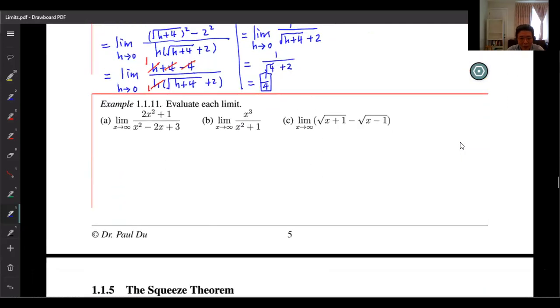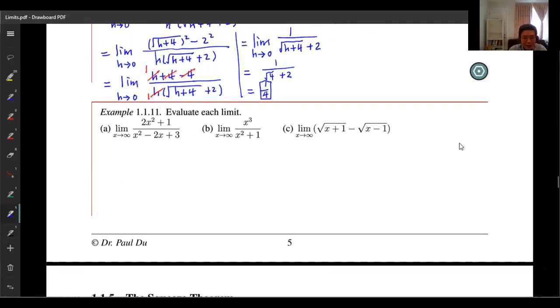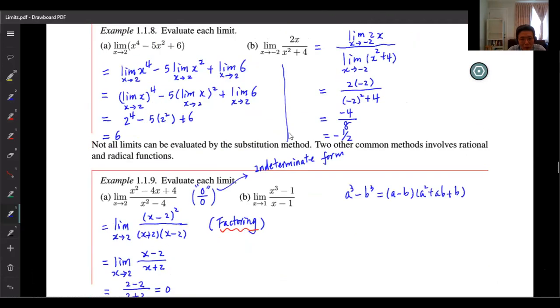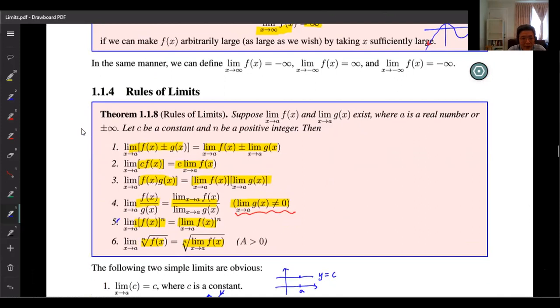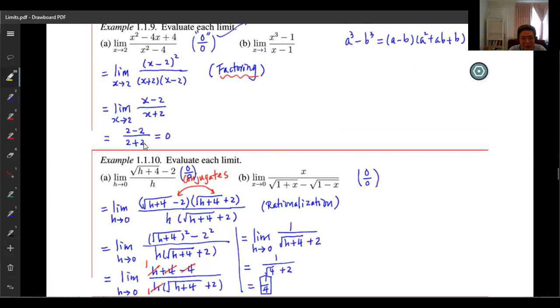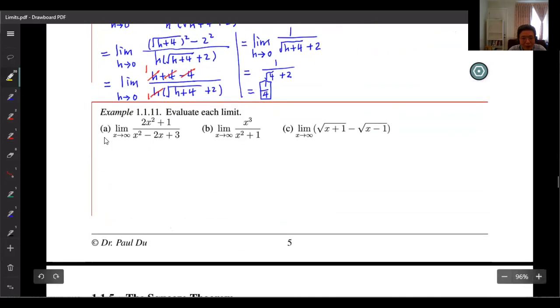Okay, let's do one more. We set all these rules, right? All these rules work for a finite number A and also infinity. A is a finite real number or infinity. So if you change A to infinity, it still works. Well, let's do this one. The rule is exactly the same, so we can do that.